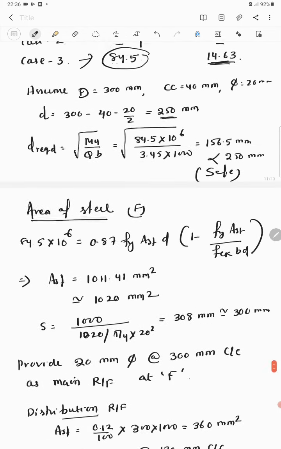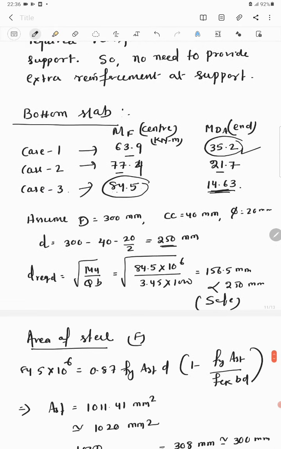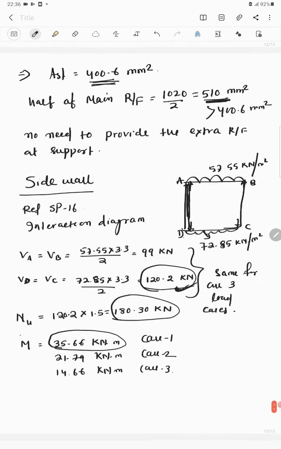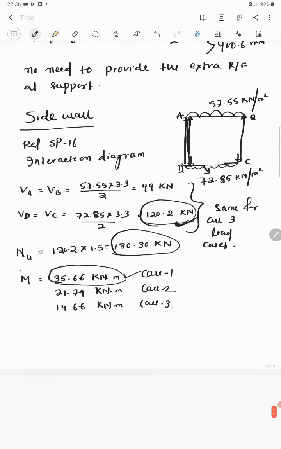So for the bottom slab, these are the end moments, 35.66 for case 1, 21.7 for case 2 and 14.63 for case 3. So out of these 3, you have to take the maximum value, that is 35.66, and the factored value will be 1.5 into 35.66, which is equal to 53.49 kilonewton meter.